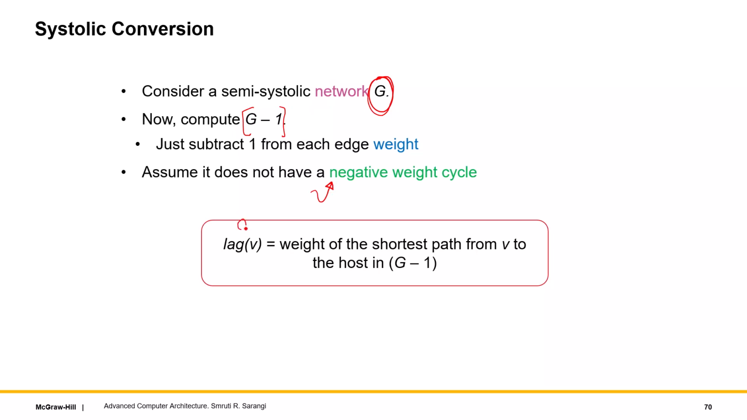Then I define the lag of a vertex V as the weight of the shortest path from V to the host in the graph G minus 1. Of course, here you will have to take a look at traditional algorithms. Any graph that does not have a negative weight cycle is guaranteed to have a shortest path, which can be found using the Bellman-Ford algorithm. So you find the path from V to the host in the graph G minus 1.